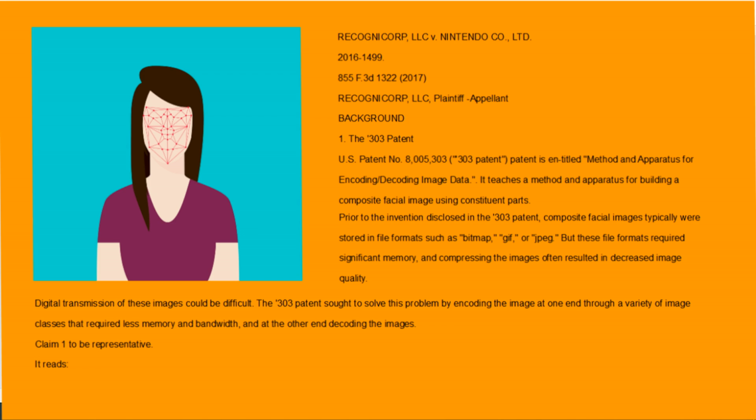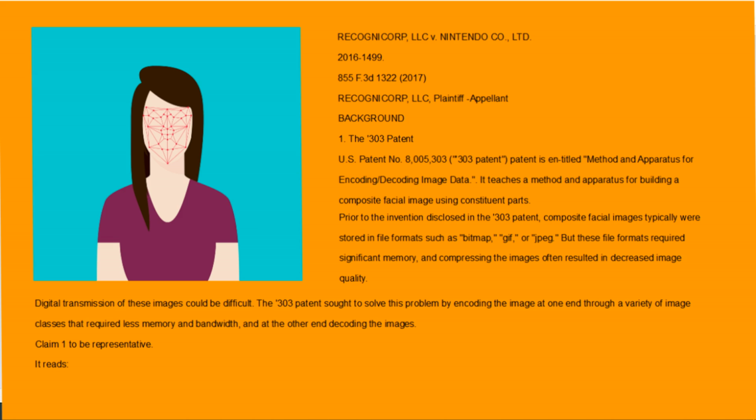The 303 patent sought to solve this problem by encoding the image at one end through a variety of image classes that required less memory and bandwidth, and at the other end decoding the images. Claim 1 is to be representative.